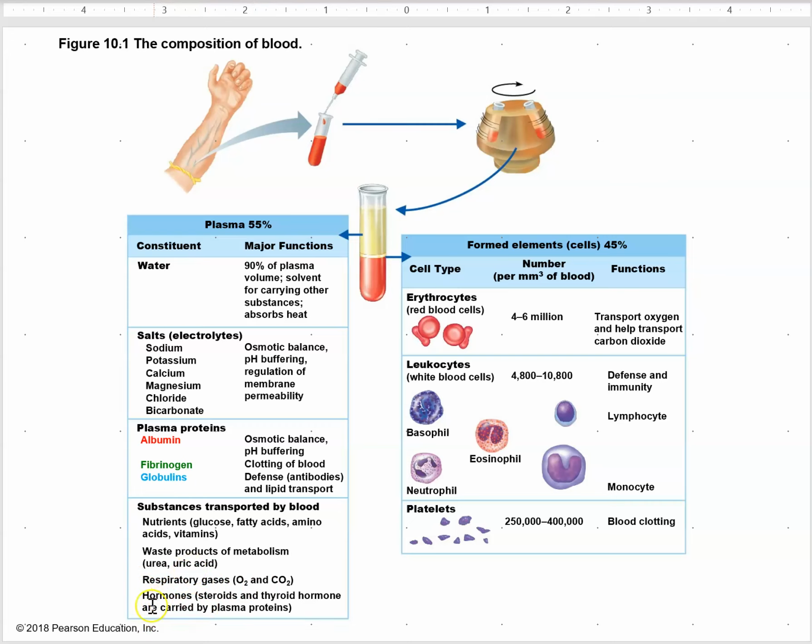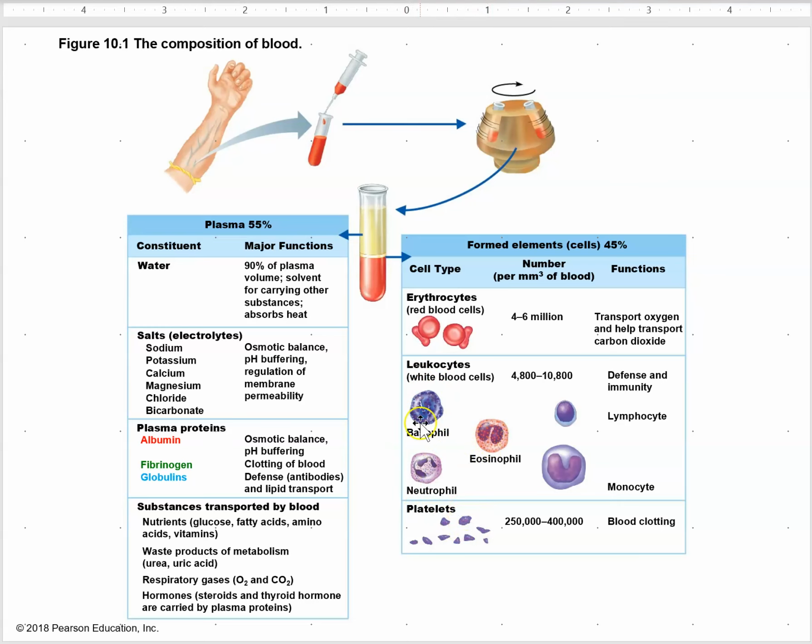And as we discussed earlier, it also contains hormones that are secreted by endocrine glands. Now, the formed elements include red blood cells, which are also known as erythrocytes. 4 to 6 million red blood cells are present per millimeter cube of blood, but you have only about 5,000 to 11,000 cells that make up white blood cells. So you only have 1% of the composition of blood that makes up white blood cells and platelets together.